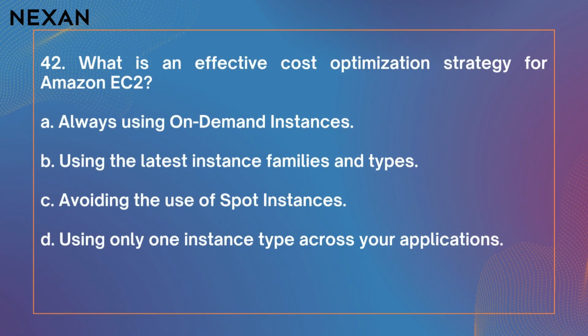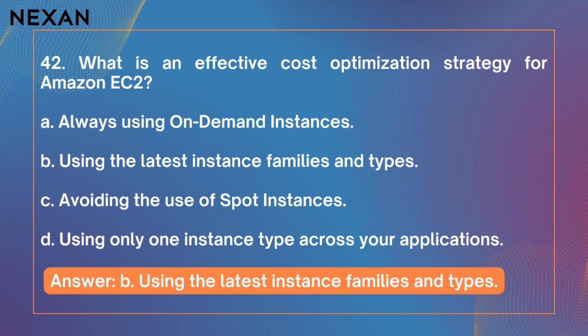42. What is an effective cost optimization strategy for Amazon EC2? A. Always using on-demand instances. B. Using the latest instance families and types. C. Avoiding the use of spot instances. D. Using only one instance type across your applications. Answer: B. Using the latest instance families and types.